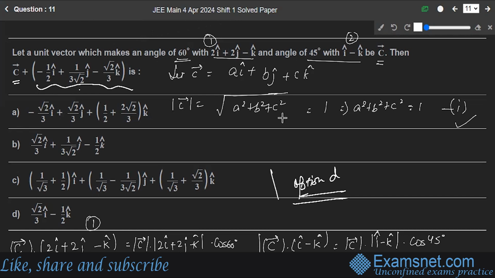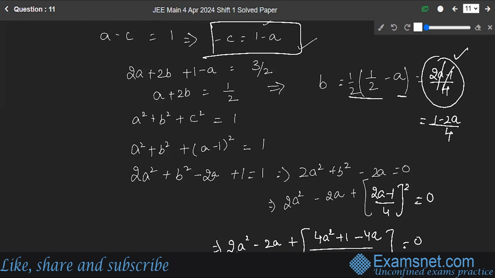Option D is the right answer to the question. Hope you understood this. Let's move to the next question. I would like to tell you once more what happened over here.